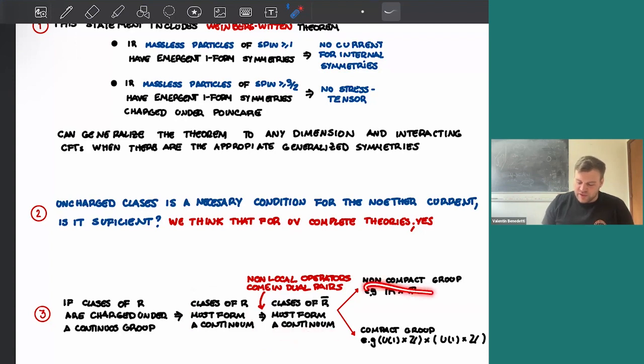This continuum might be a non-compact group, for example, R times R, which is similar to the case of the Maxwell field or the graviton or other theories. And we will later argue that this non-compact group implies for UV complete theories that they must be free, or at least have a free sector. And there's also the case that this continuum is a compact group. In that case, we get this more complicated group, U(1) times Z times U(1) times Z. But it's essentially the example of the ABJ anomaly. Or that is at least the only example that we know of.